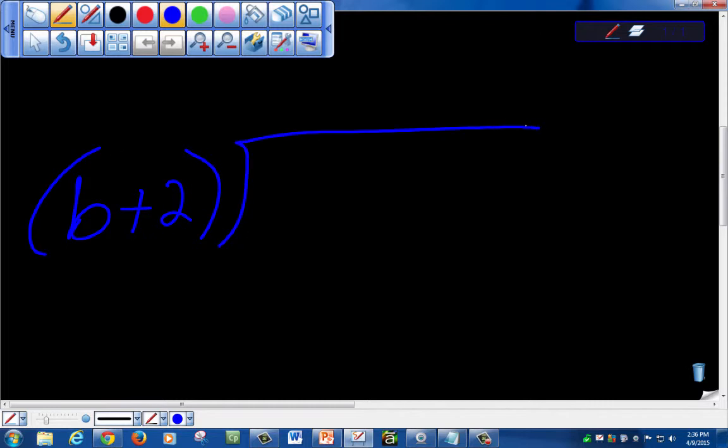Now, if we scroll down, the setup that they want us to do is the following: long division for polynomials, such as b plus 2, all of it I'm going to still place into parentheses, divided by the b squared minus 5b minus 36.